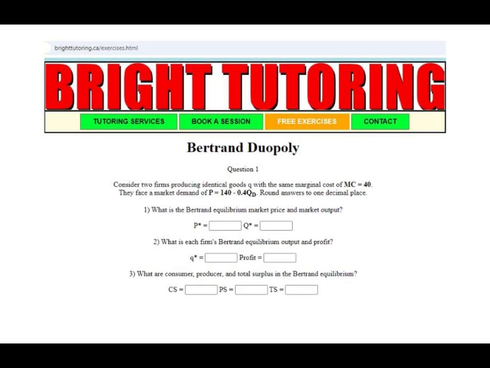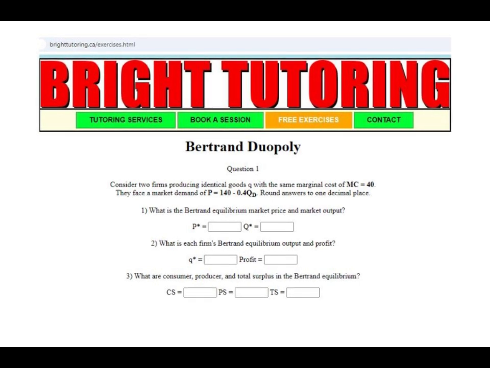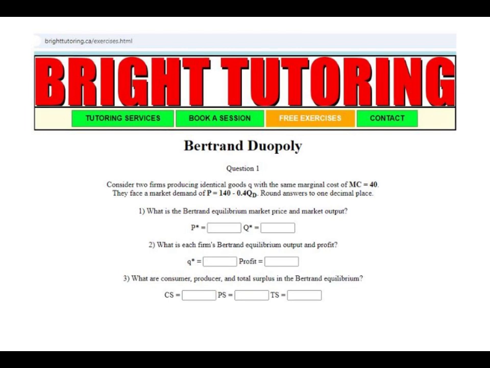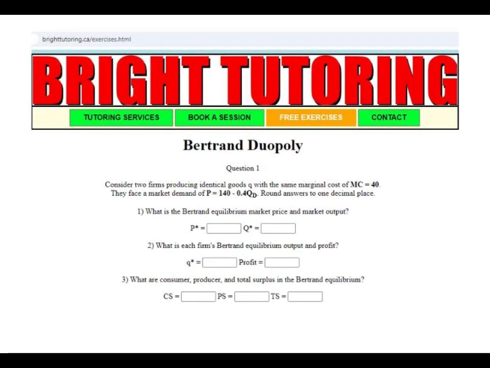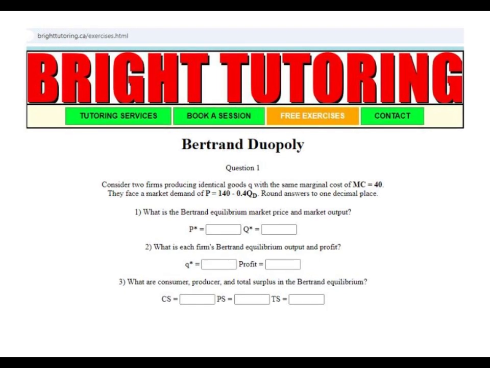Here we have a sample question, care of brighttutoring.ca. It's the kind of question you'd expect to see on a test in a second-year microeconomics class. Let's work through it together.